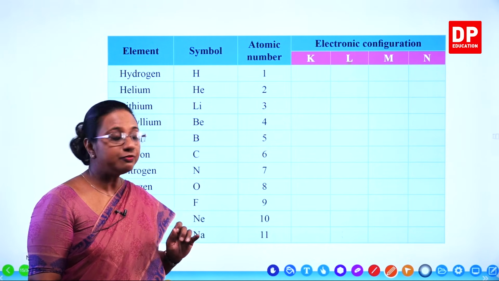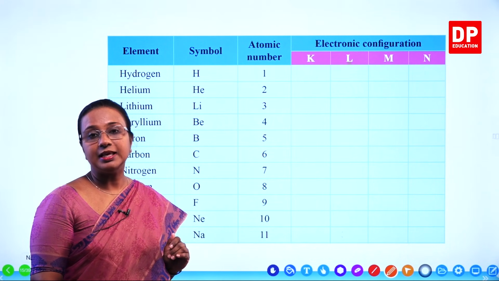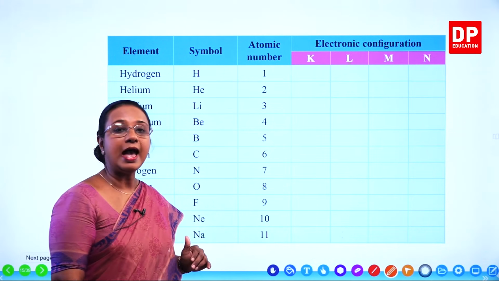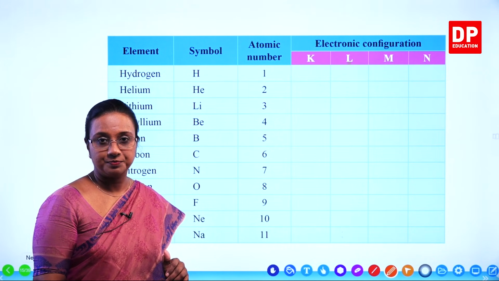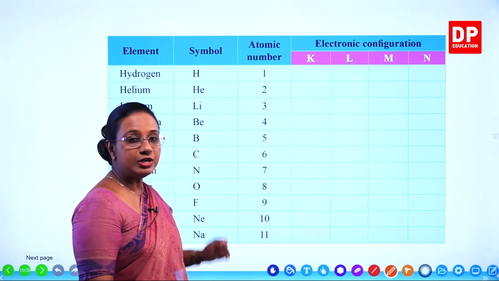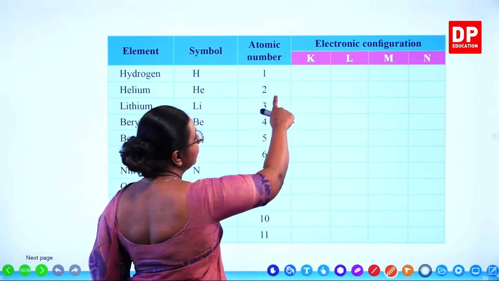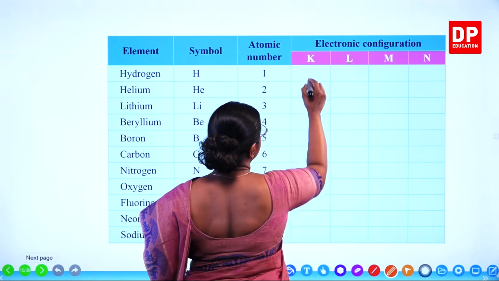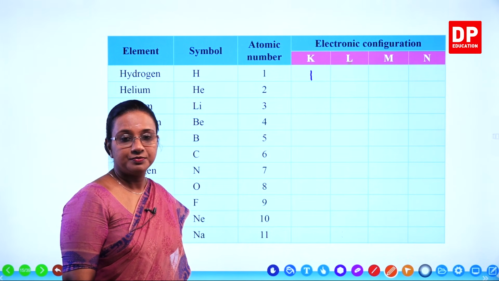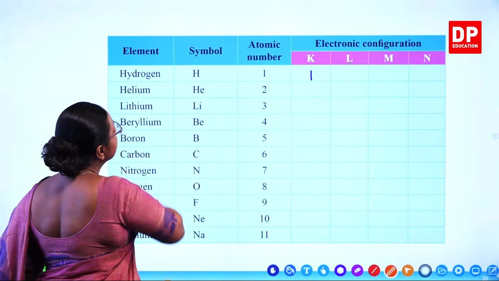Students, you will have to memorize the order of these first 20 elements, the elements in order so that you know their atomic numbers as well. We have the first element, hydrogen. It has only 1 electron because the atomic number is 1. So when we write the electronic configuration, the electron goes into the K shell. Only one electron. Then it is helium.